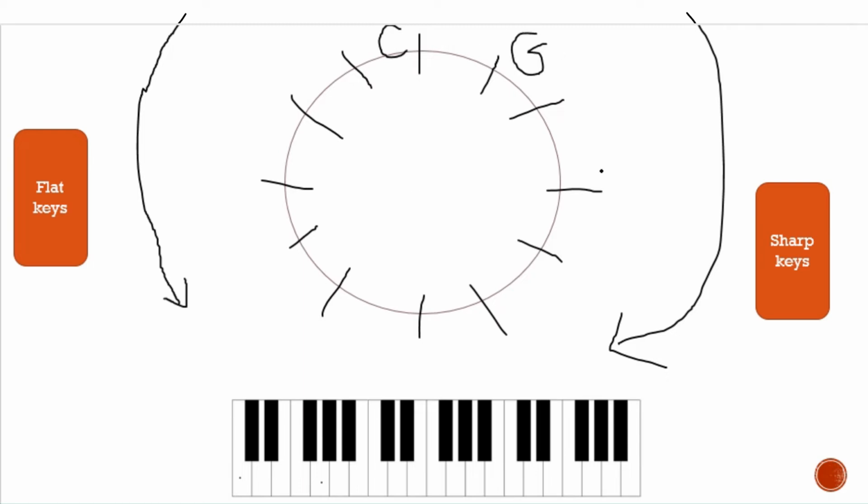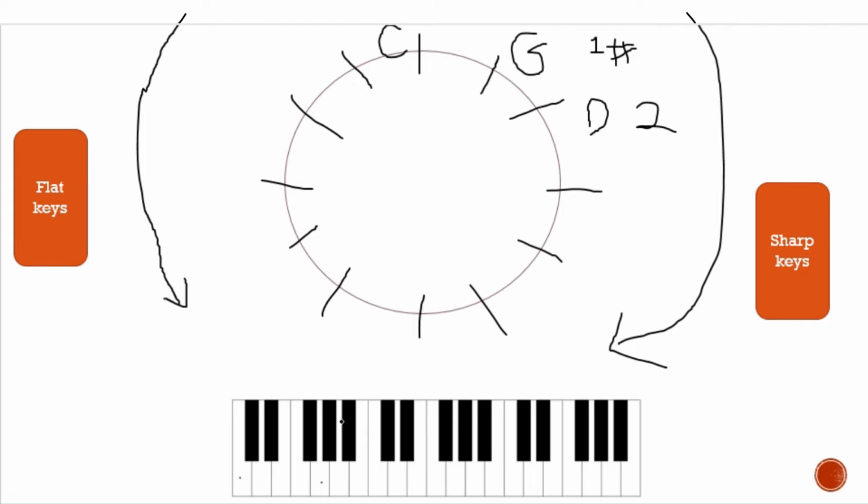And as we go round the circle, every key gets one more sharp. So where C has no sharps or flats, G has got one sharp in it. And then from G, we need to go up another fifth. So if I do the semitones, I've got 1, 2, 3, 4, 5, 6, 7 semitones. So a fifth up from G is D. And where G has one sharp, D major has two sharps in it.